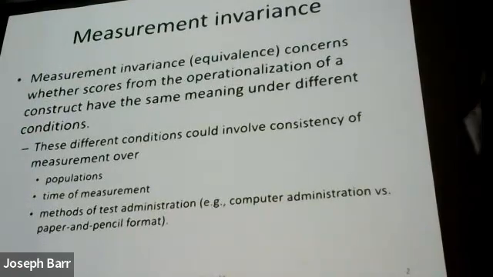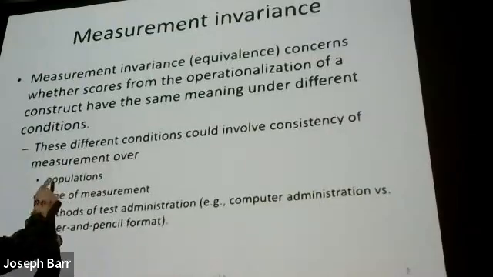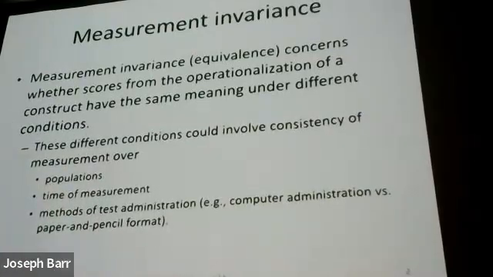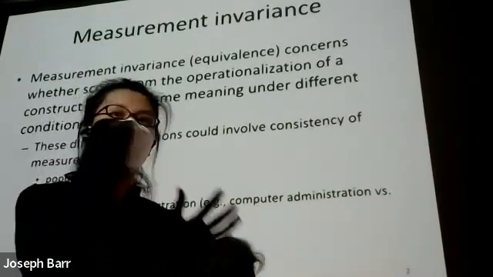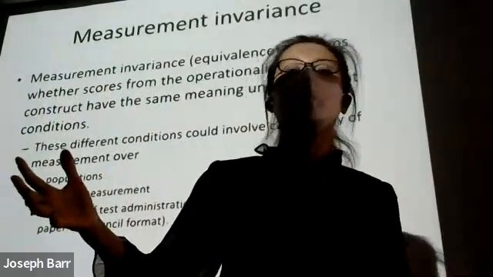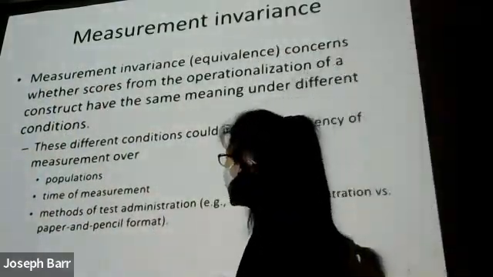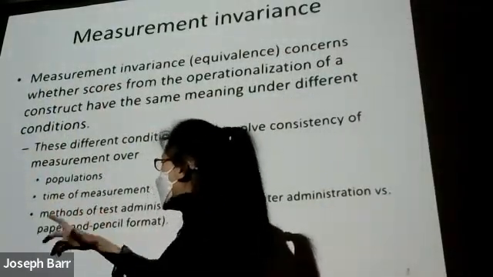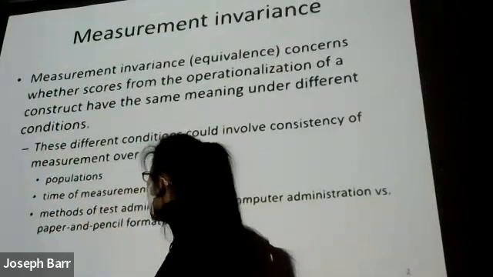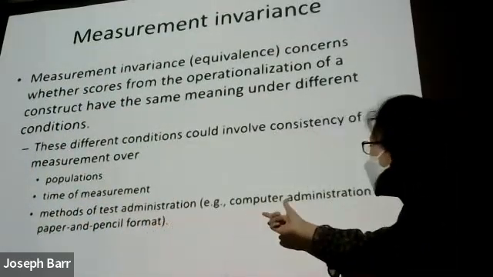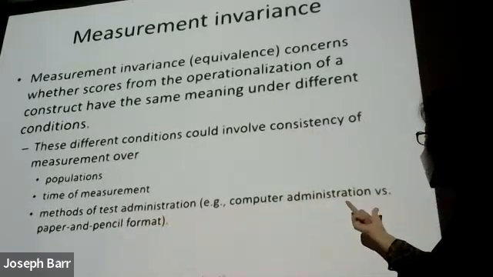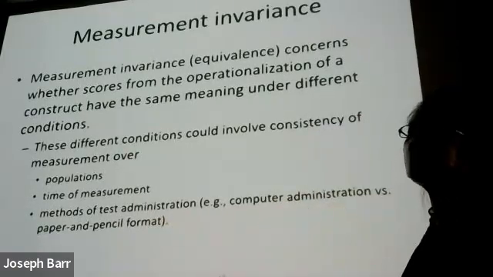So it could be changed. If you have different populations, the score could be different. If you have different times of measurement, for example, you give a test in summer or you give a test in winter, maybe the scores will be different. Or today or tomorrow, or some different time of measurement, scores might be different. Or methods, for example, computer administration or paper and pencil format.